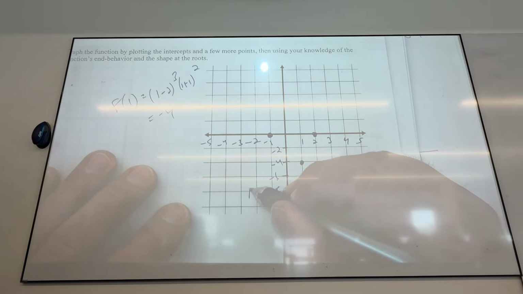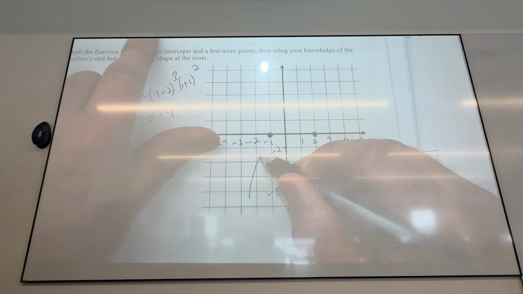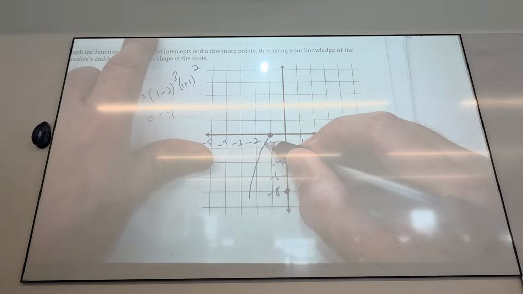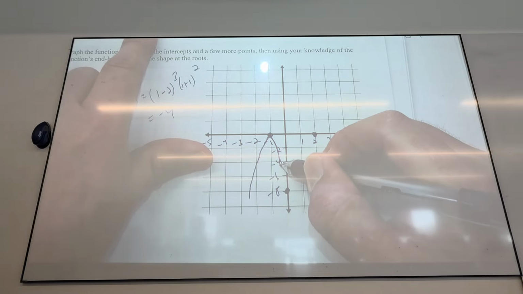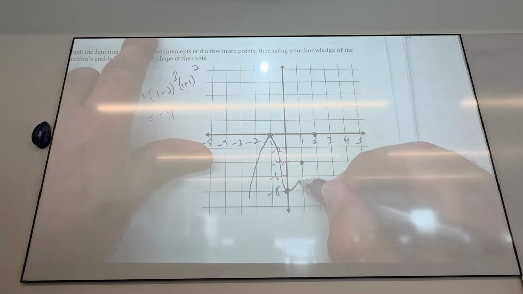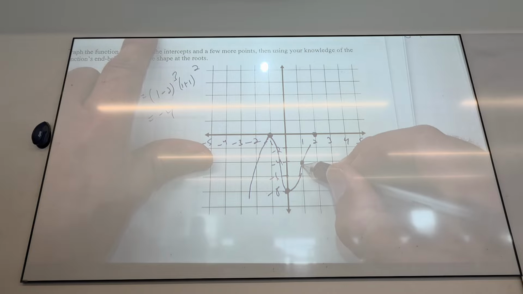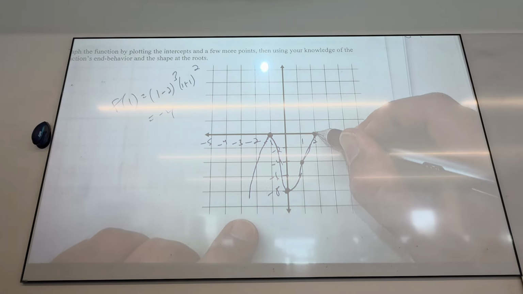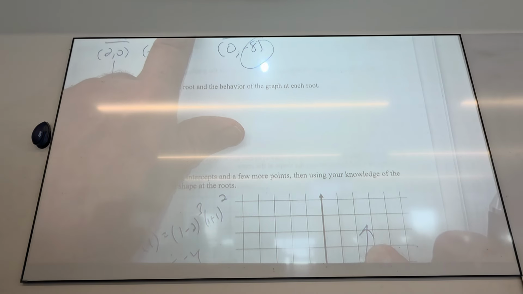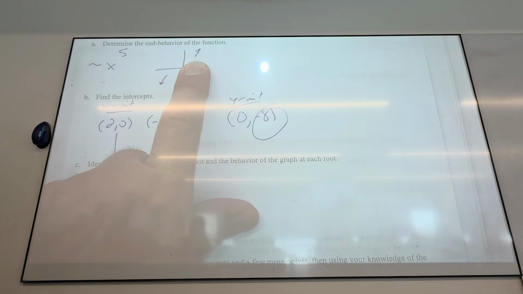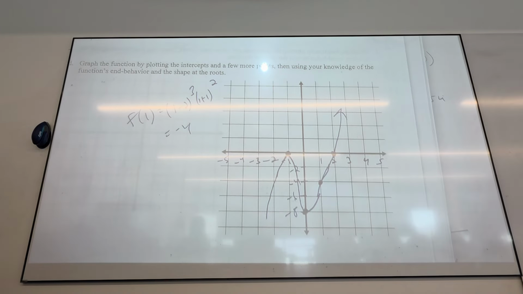So I start here. I'm going to bounce at negative 1, which is good because I got to get back down here for my intercept. Then I'm going to turn around and go up through here. It gets a little bit wonky here. And then I'm going to go through 2, and thank God, because that matches up with my end behavior. Okay.